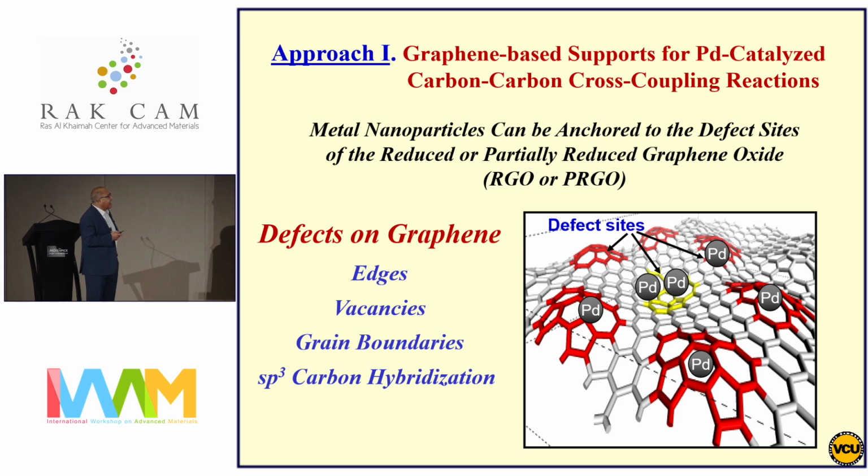Because in this case, the reduced graphene oxide, or the graphene-type support, has a lot of defects because it's not a perfect sheet of graphene. It has vacancies. It has a lot of edges and grain boundaries, sp3 hybridization, and all these defects are signatures for developing an active catalyst, because the catalyst can be incorporated within these defects and can provide high activity for the reaction.